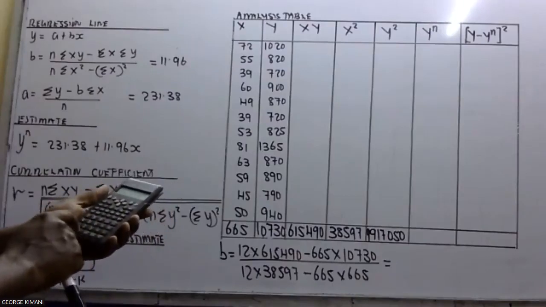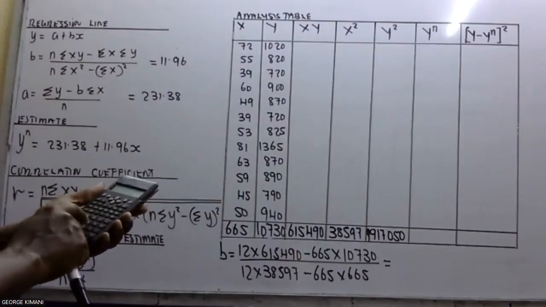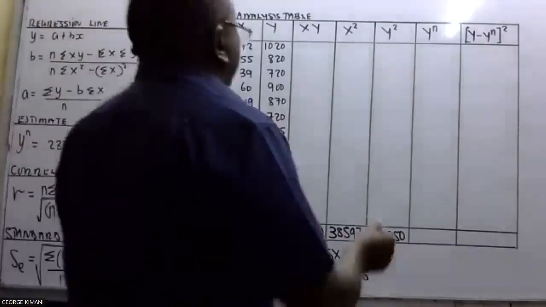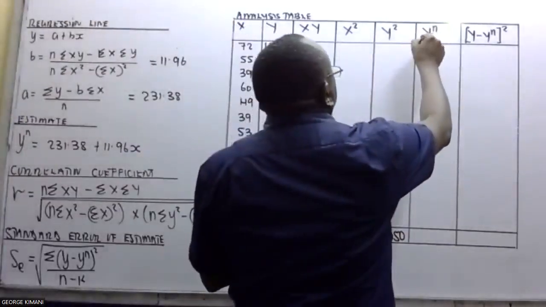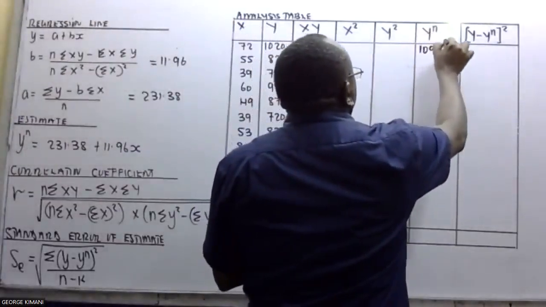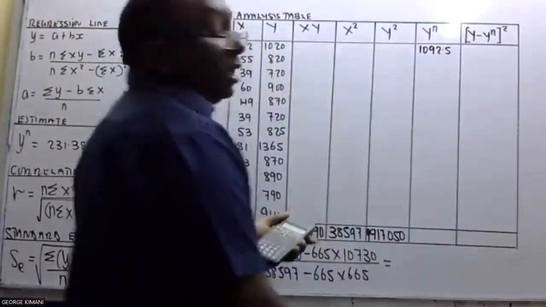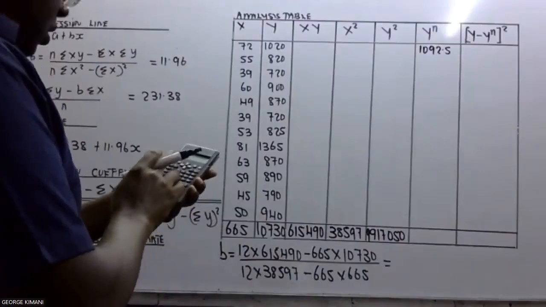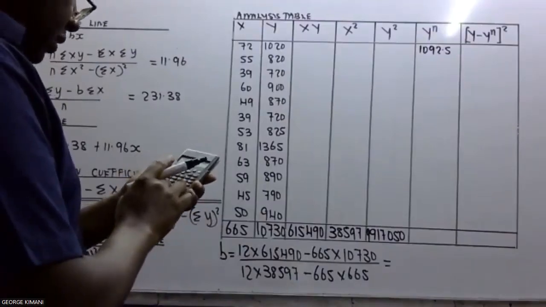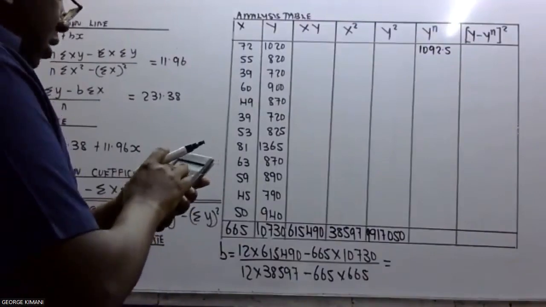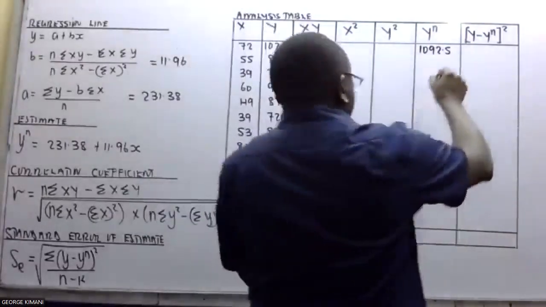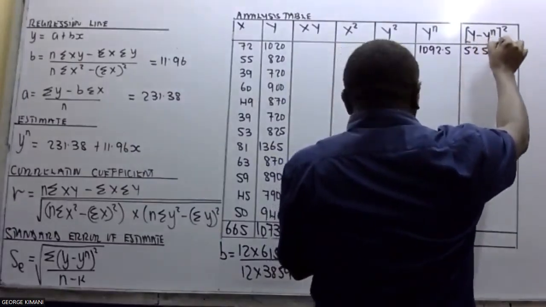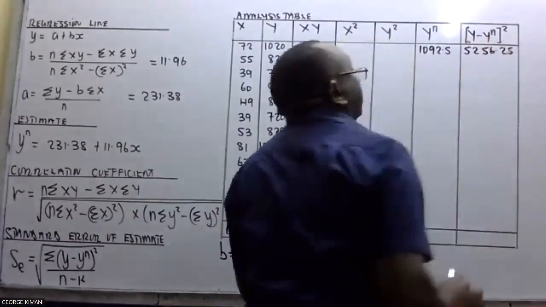231.38 plus 11.96 times 72. So that gives us 1092.5. That value you can subtract from y. You can say 1020 minus the answer equals, then you square the answer, you get 56.25.